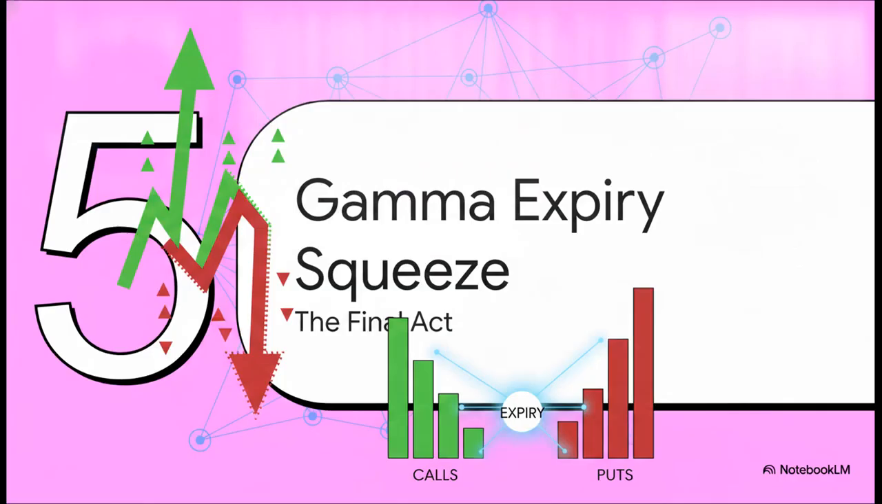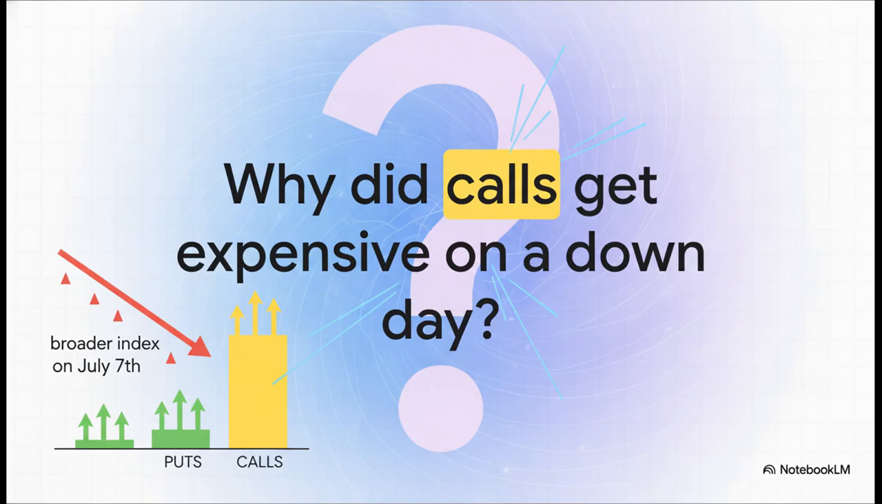Section 5. The gamma expiry squeeze. So here is the ultimate twist in our mystery. The broader index actually closed down on July 7th. Normally, you'd expect puts to fatten up on a down day as people panic and rush for protection. But as we just saw, the call side got incredibly expensive too. So why on earth would upside bets become dramatically more expensive while the underlying asset is actually falling in value?